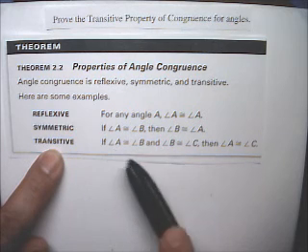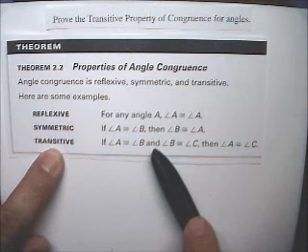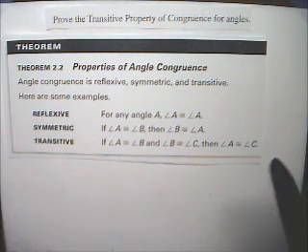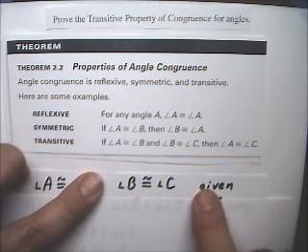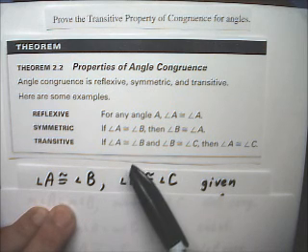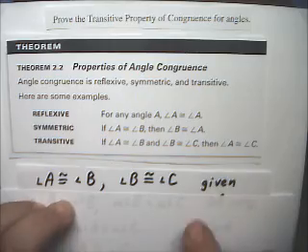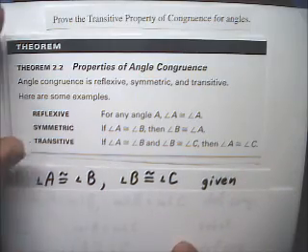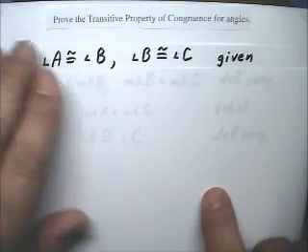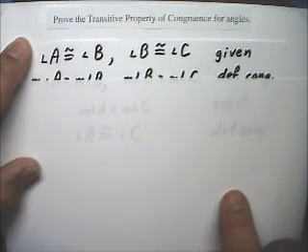We have two things, angle A and angle C, congruent to the same thing. So if they're congruent to the same thing, then they're congruent to each other. So we're going to start out with what's given, that angle A is congruent to B and angle B is congruent to C. And then we're going to continue until we end up with angle A congruent to angle C.